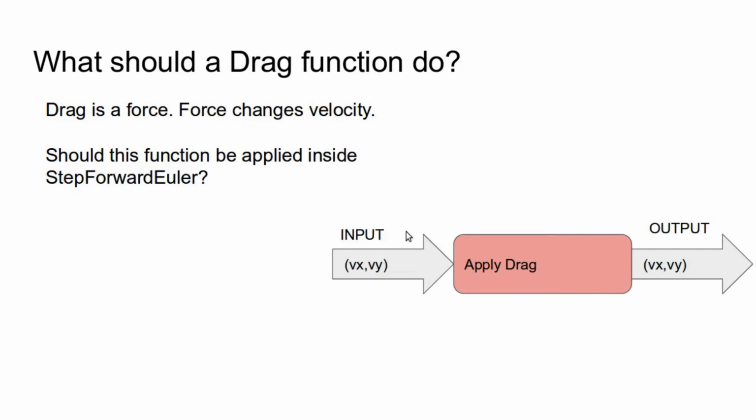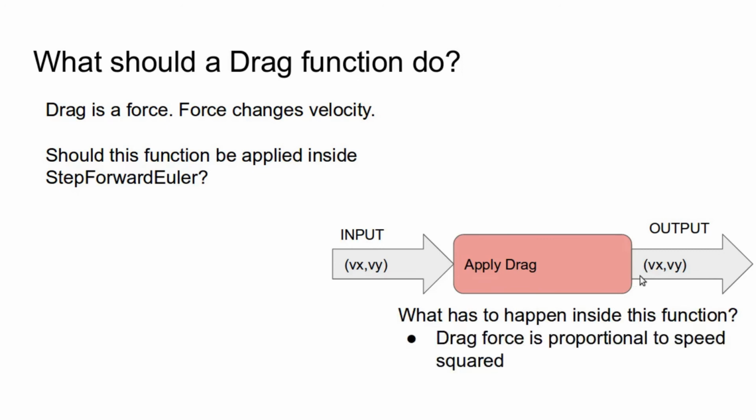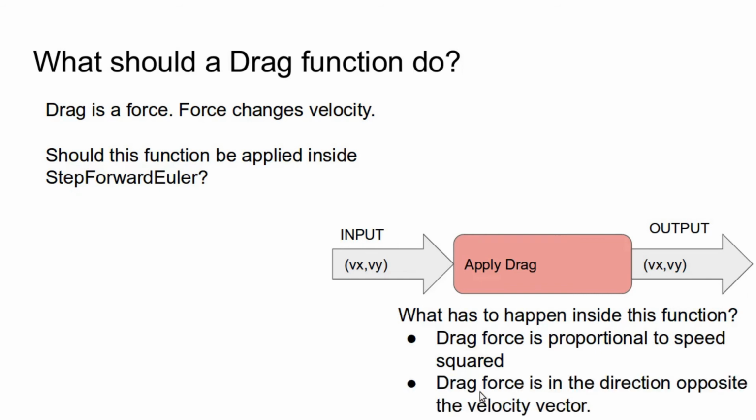But this function by itself, I need an input Vx, Vy, apply the drag, and that gives me an output Vx, Vy, updated after that force is applied. What happens inside the function? Well, I know I need to figure out how big is v squared, because I know the drag force is proportional to the square of the speed. There's one other thing I need to know. What direction does this force apply? Drag force is in the direction opposite the velocity vector, so I need a way to calculate that as well.